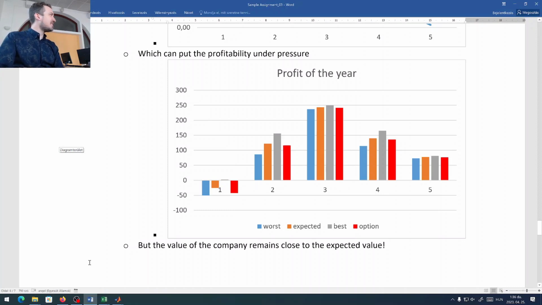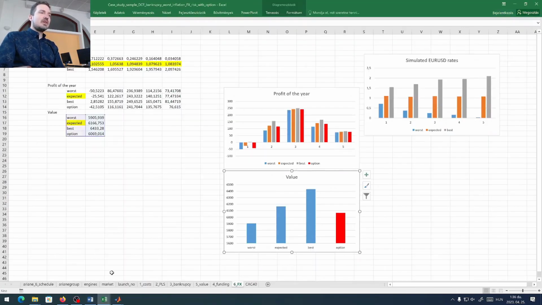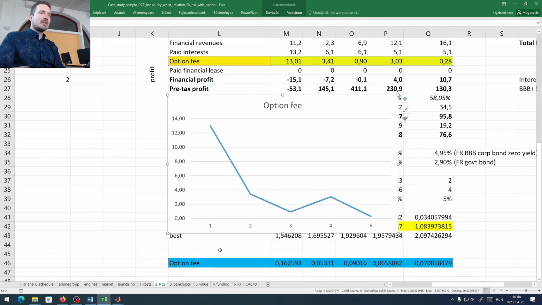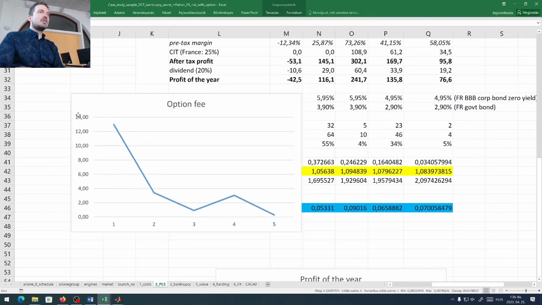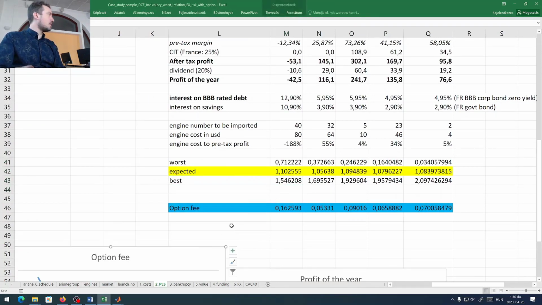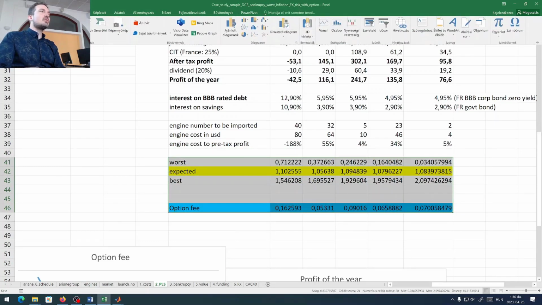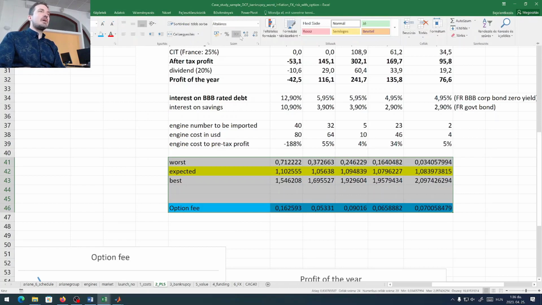Can we have the best scenario and the worst scenarios, like calculators? Yes, of course. So you can use the same thing in your own assignment. You can use the same exchange rates, the options, and also the option fee. So everything is available for you, because in this case at least we can compare the different business plans.